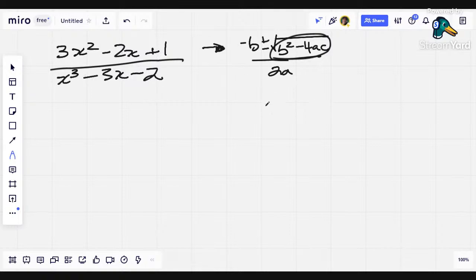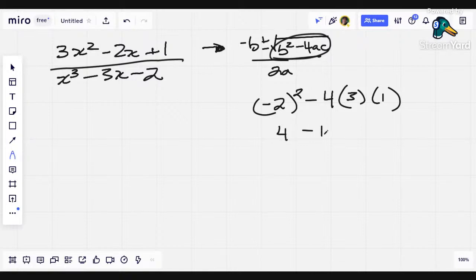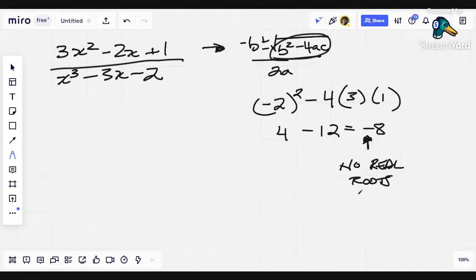So b squared is negative 2 squared, minus 4 times a, which is 3, and c, which is 1. So we end up with 4 minus 12, which equals negative 8. Because we've got a negative sign within this radical, we have no real roots. Depending on your disposition, that's either good news or bad news. The good news is there's nothing else we're going to do with this thing up on the top.